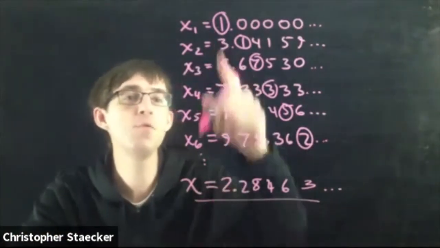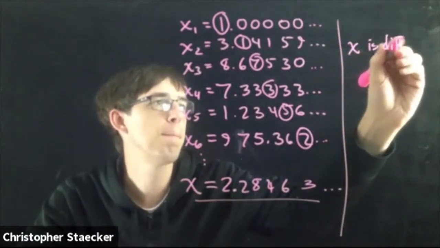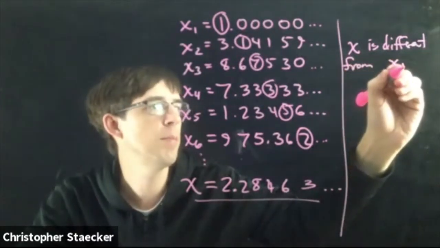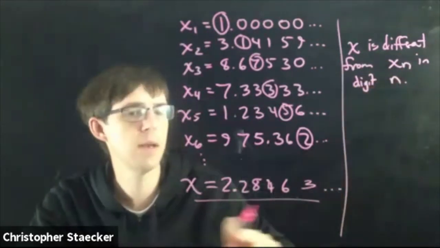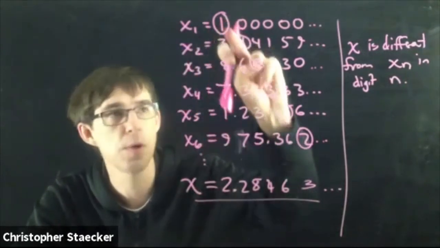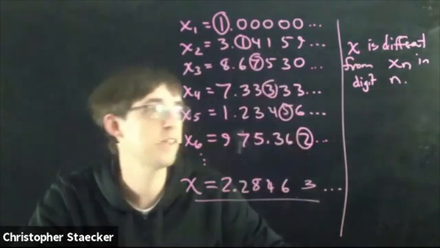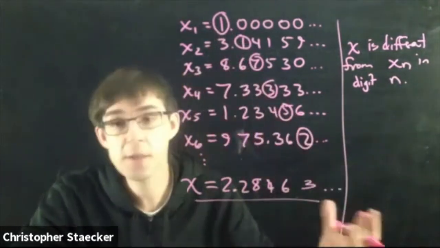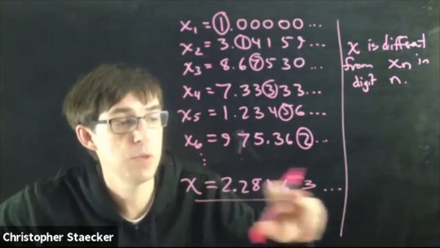All right. And if you do this properly, my new number x is different from each number xn in digit n, right? Like x, the first digit is different from the first digit of x1. So x cannot equal x1. The second digit of x is different from the second digit of x2. So x cannot equal x2. And so on. I did this forever. It's different from every number in the list. And this is why R cannot be written in a list, because you can do this.